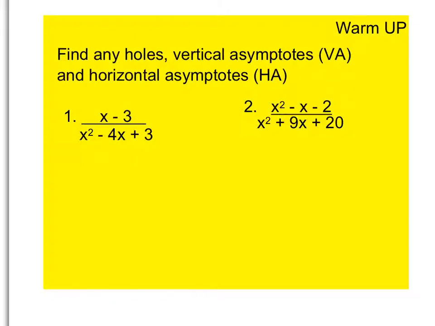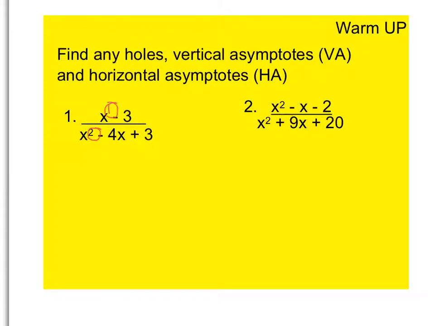So for your warm-up today, you should have found holes, vertical asymptotes, and horizontal asymptotes. So this is like the last few tries we went over yesterday. And of course your homework. So first of all, horizontal asymptotes are where we're going to start because you don't need to factor to find them.